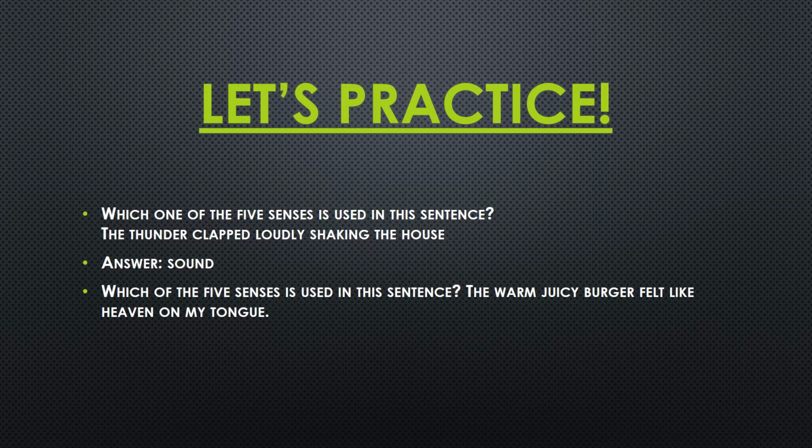Which of the 5 senses is used in this sentence? The warm, juicy burger felt like heaven on my tongue. Now this one can be a little tricky, but think about what the sentence is saying and what the sentence is describing. The warm, juicy burger felt like heaven on my tongue. What are they trying to get you to understand? What are they trying to describe? So what sense is it appealing to?